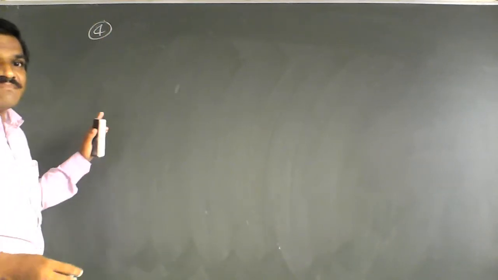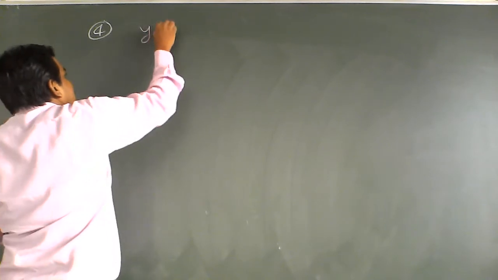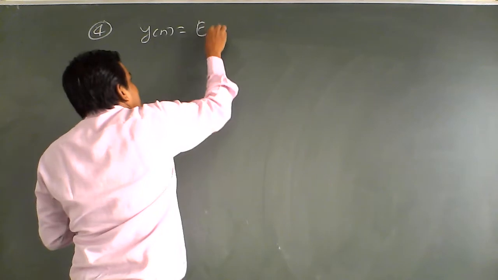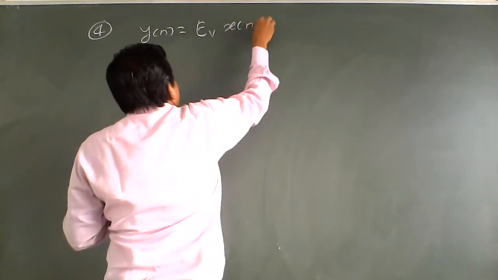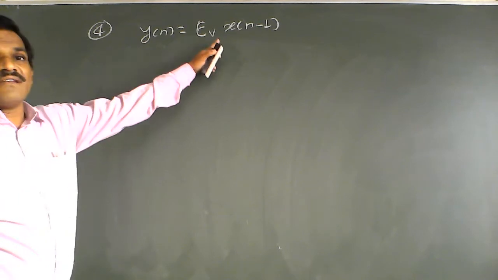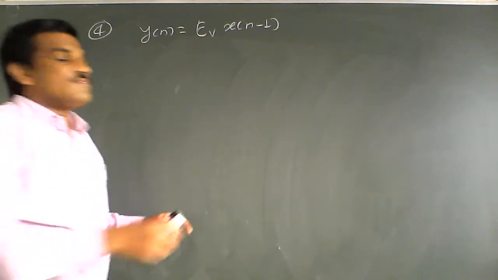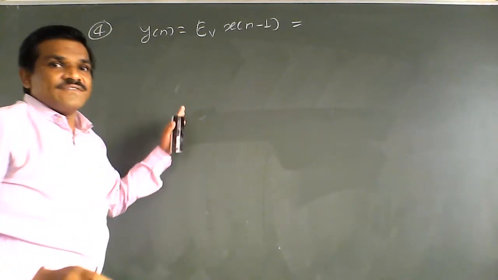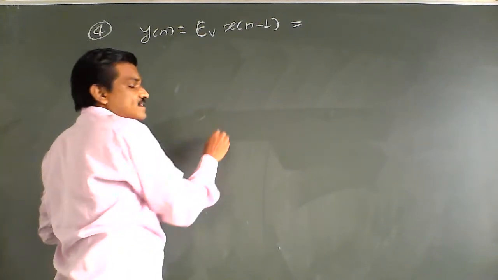Let us see the fourth example. The fourth example is y of n equals even of x of n minus 1. Y of n is nothing but even of x of n minus 1. How do we write an even function? Any function which is an even function, how do we write even of n?